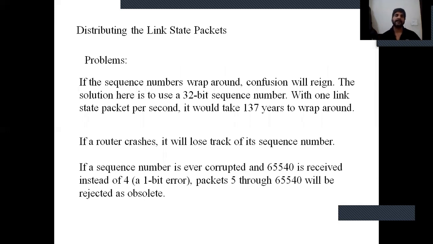Distributing link state packets has some problems. If the sequence number wraps around, confusion will result. The solution here is to use a 32-bit sequence number; with one link state packet per second, it would take 137 years to wrap around. If a router crashes, it will lose track of its sequence number. If a sequence number is ever corrupted and 65540 is received instead of 4, packets 5 through 65540 will be rejected as obsolete.